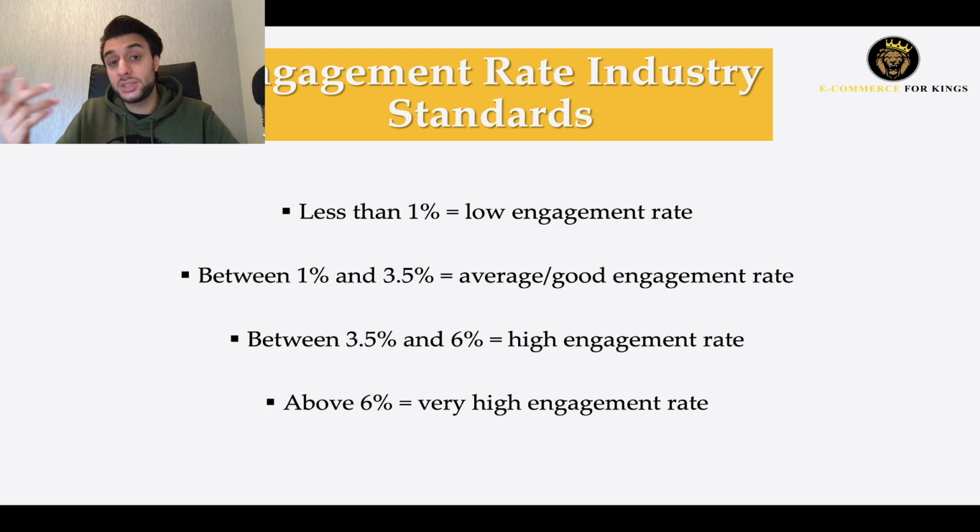Now, 3.5% is good. Anything between 3.5% and 6% is a high engagement rate. So those kinds of influencers are going to get really good results. Anything above 6% is a very high engagement rate, so it's very unlikely that you'll see an influencer with a 6% engagement rate. If you do, they are going to cost a lot of money.